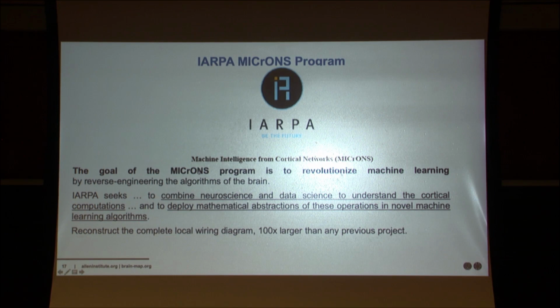Why did they spend this money? The goal was to combine neuroscience and data science to understand cortical computations. Why? To deploy mathematical abstractions of these operations in novel machine learning algorithms. A lofty goal, we'll see if we get there.